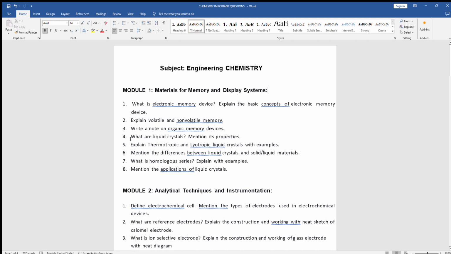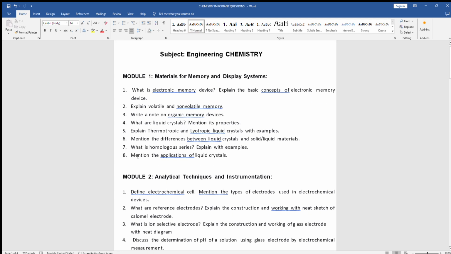Fourth one, what are liquid crystals? Mention its properties. Fifth one, explain thermotropic and lyotropic liquid crystals with examples. Sixth one, mention the differences between liquid crystals and solid liquid materials. Seventh one, what is homologous series? Explain with examples. Eighth one, mention the applications of liquid crystals.